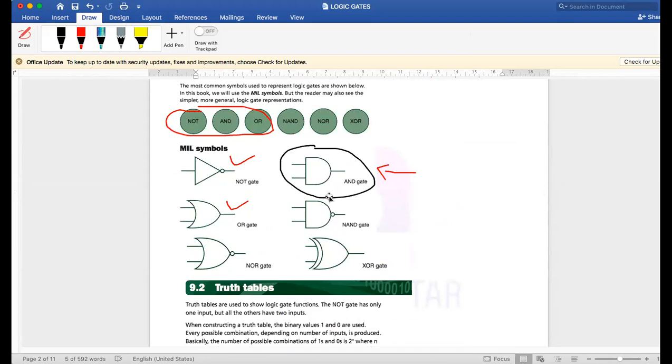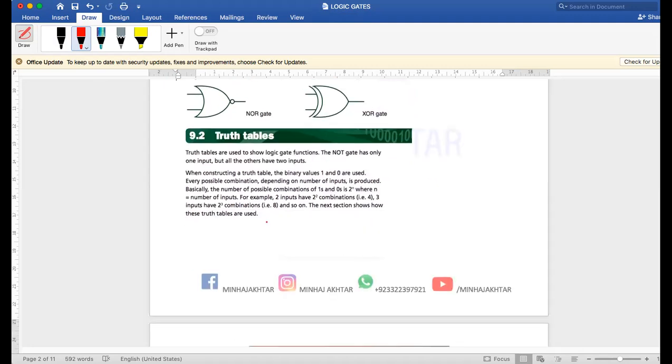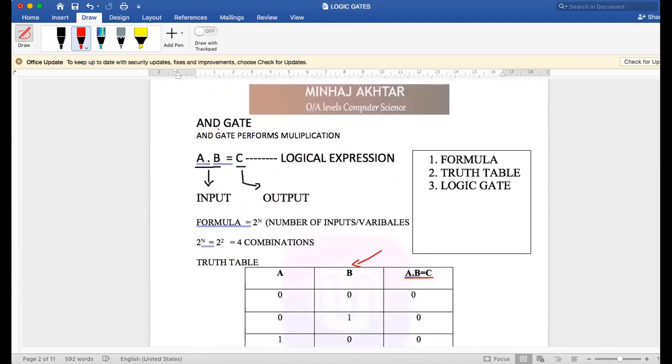You can see the symbols here: AND, OR, and NOT. These are the 3 logical symbols for the logic gates. So we are going to start with the AND gate first.